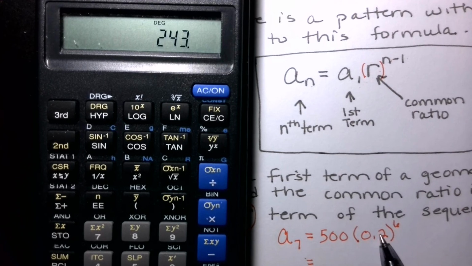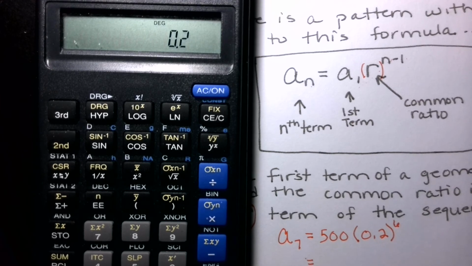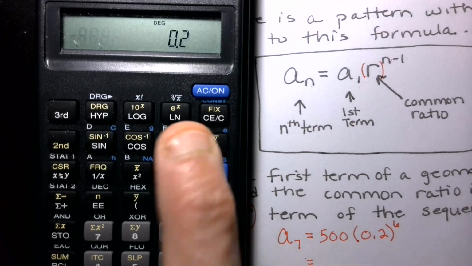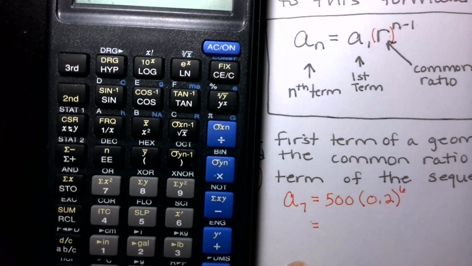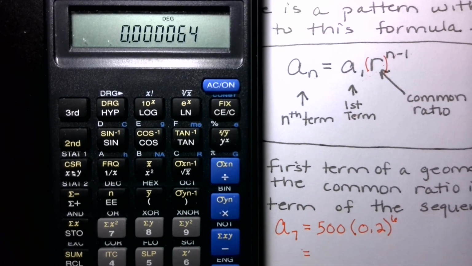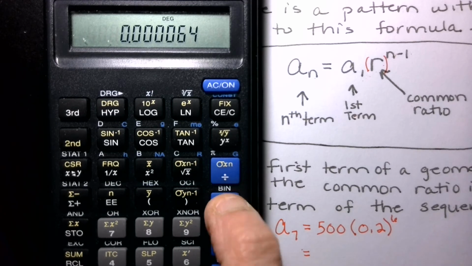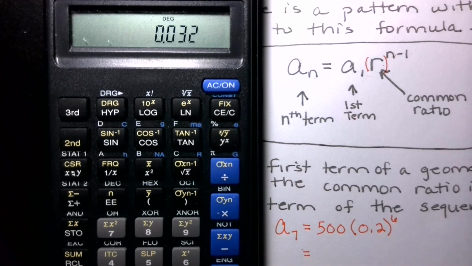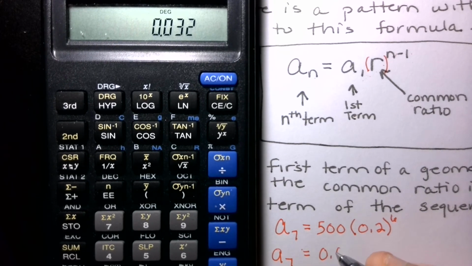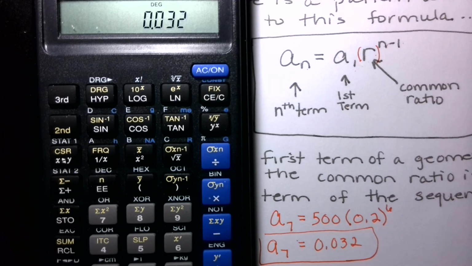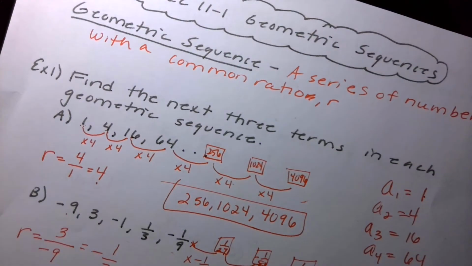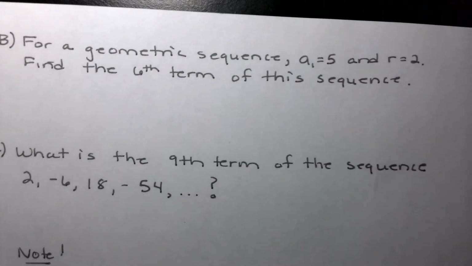And we're going to first do the power first, because order of operations is power. So I'm going to do 0.2. I just put that in. Raised to the 6th power equals. There's my number. Now I'm going to multiply it by the 500. And there is my answer. A sub 7, the 7th term, is going to be 0.032. Okay? If you need help, replay that part with the calculator, because if you're not punching it in, obviously everything's going to come out wrong.